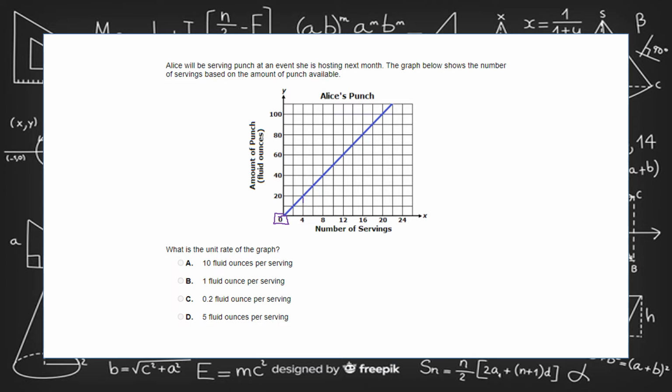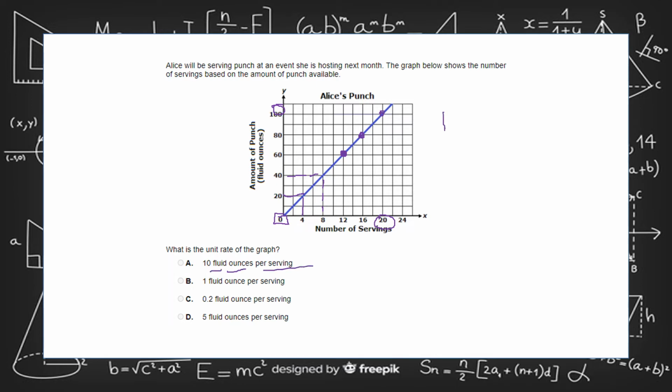So I could pick here 4 and then 20, or I could go to 8, 40. The reason I do this is because I want to look for somewhere that crosses the corner of my grid so that I can tell that that point is exactly that. I mean, we could even pick this top one here. I've got 20 servings for every 100 ounces. Okay, and they have it as fluid ounces per serving.